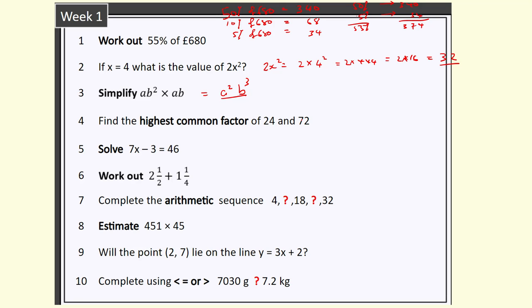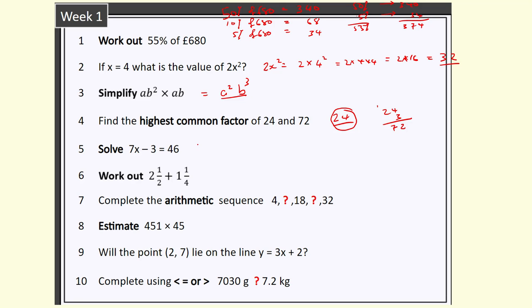Highest common factor. So what's the biggest number that goes into both 24 and 72? I hope nobody said 8. It's actually 24. Because 24 times 3 is 4 times 3 is 12, carry 1, 3 times 2 is 6, plus 1 is 72. So 24 goes into both 24 and 72.